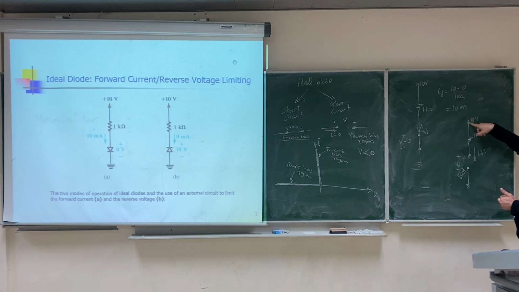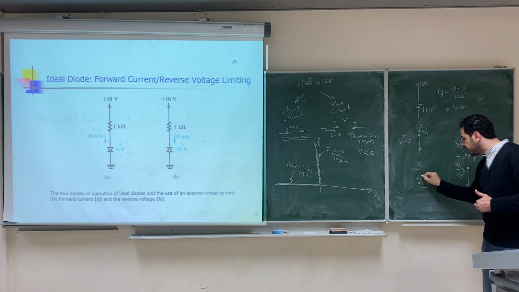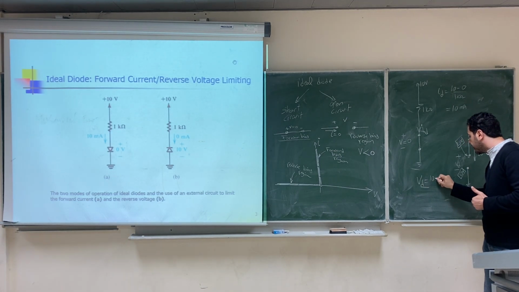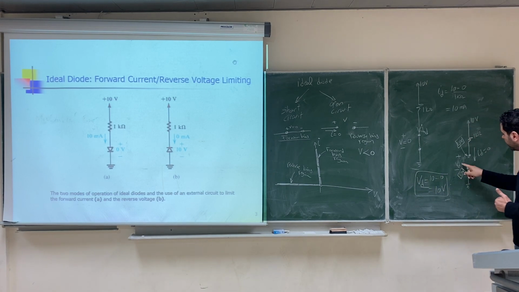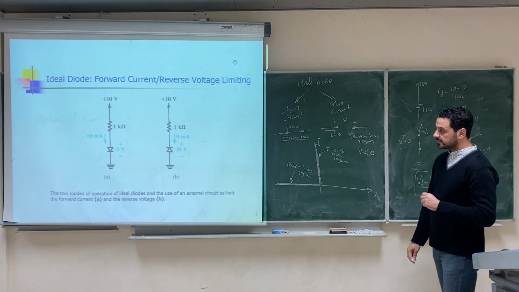This point is connected to the 10 volt supply and the resistor, but there is no current here. The current in the resistor is 0, so there is no voltage drop across the resistor, and the voltage of this point is 10 volt. So what is VD now? VD now will be 10 minus 0, which will be 10 volt. So here the voltage of the diode under reverse bias condition is determined by the external circuit components.